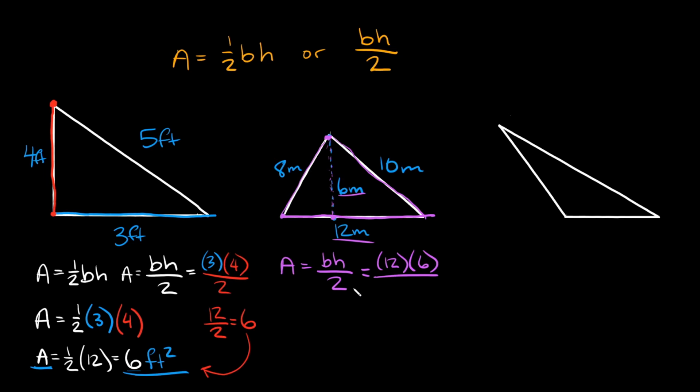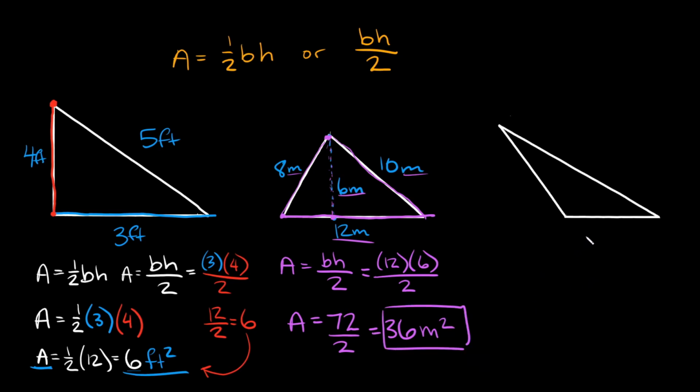And then dividing by 2. So simplifying here, the area is equal to 12 times 6, that's equal to 72. And then dividing by 2, 72 divided by 2 is equal to 36. And what are our units? Well, all of these are in meters, so our units would be meters squared. That'd be your answer for the area.